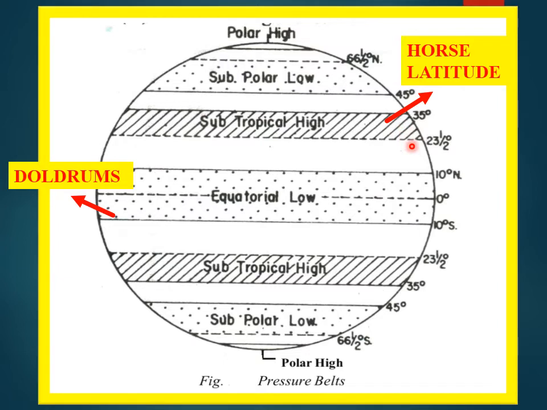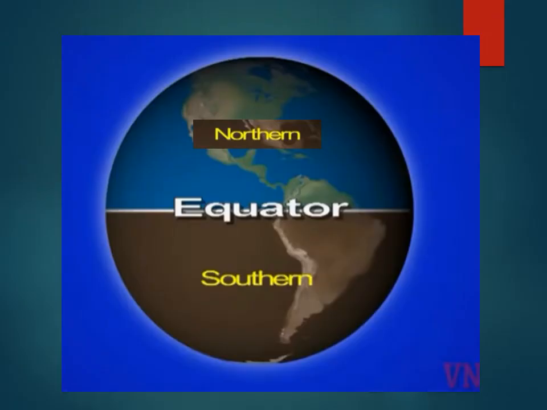Now you must remember that we start with low pressure, then we have high in both the northern and southern hemispheres. After high there is low again in the northern and southern hemispheres, and then we have high pressure belts at the polar regions. So this is alternate low and high. So children, you see that the equator divides the earth into two equal halves, the northern hemisphere and southern hemisphere.